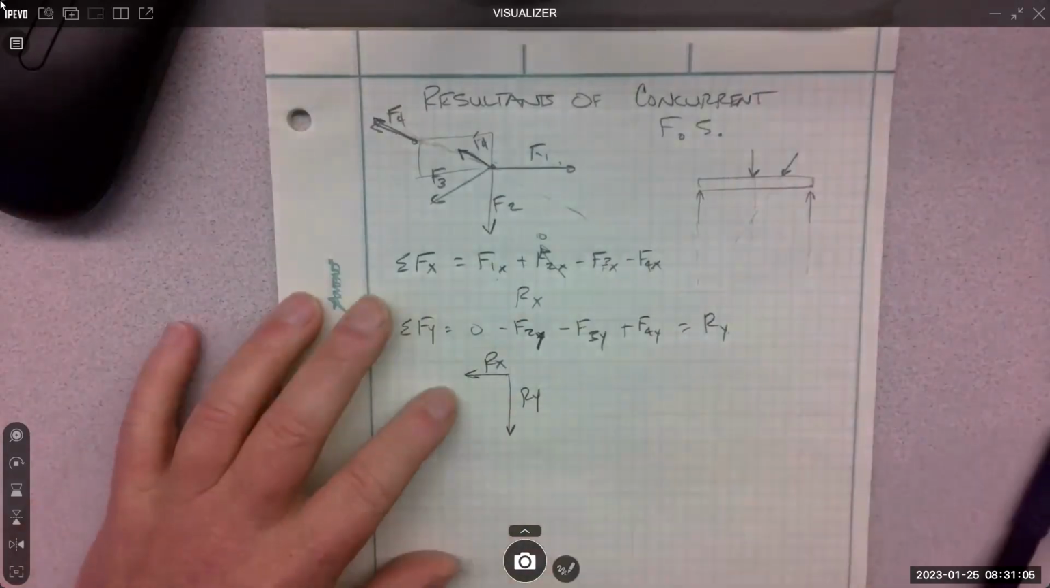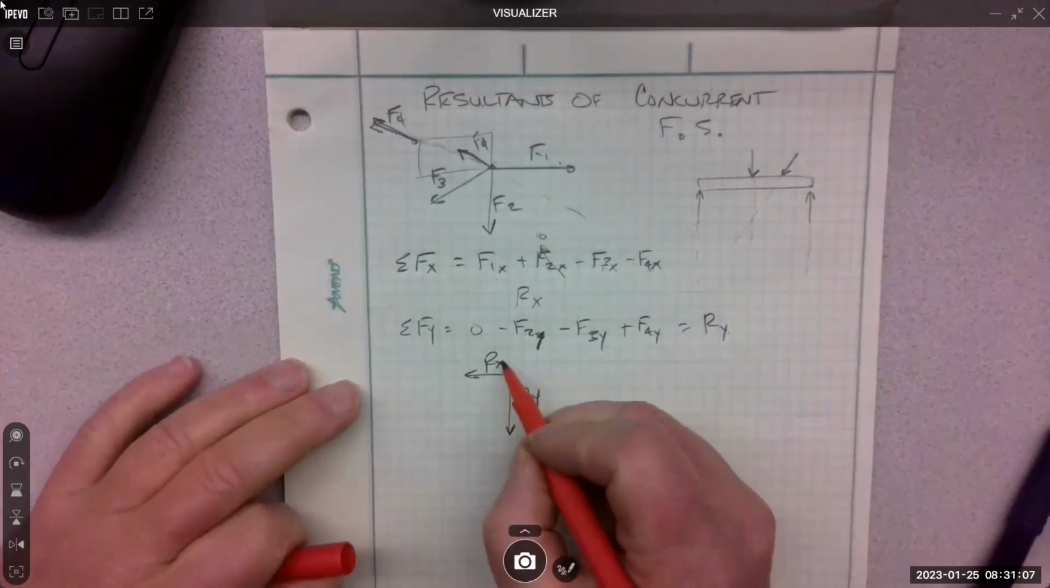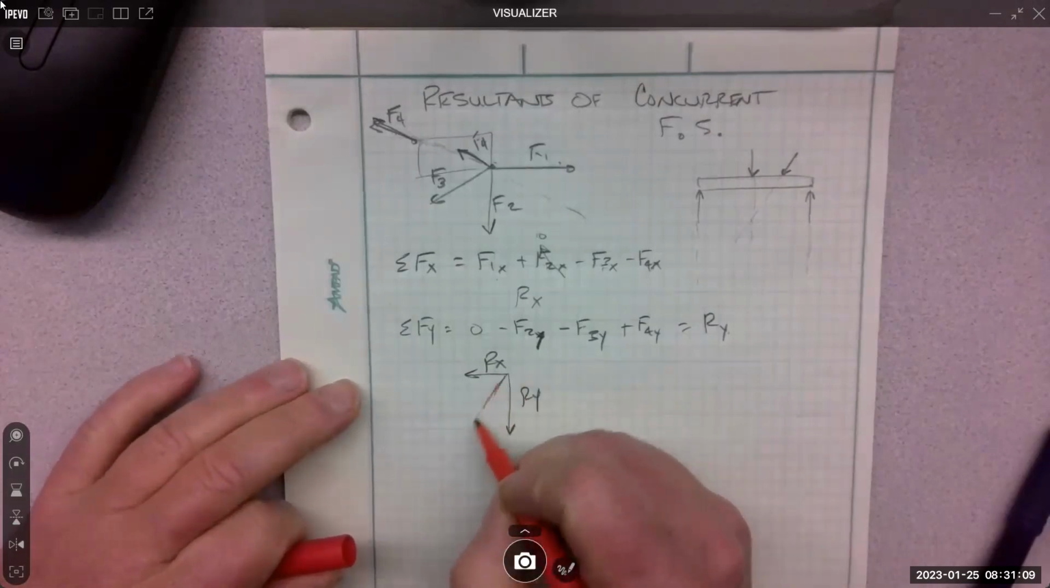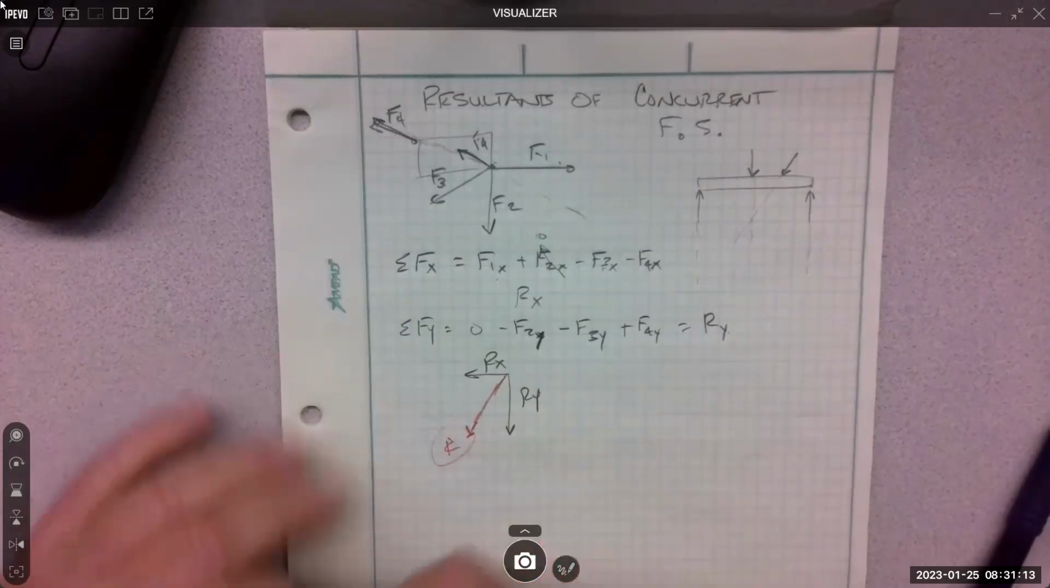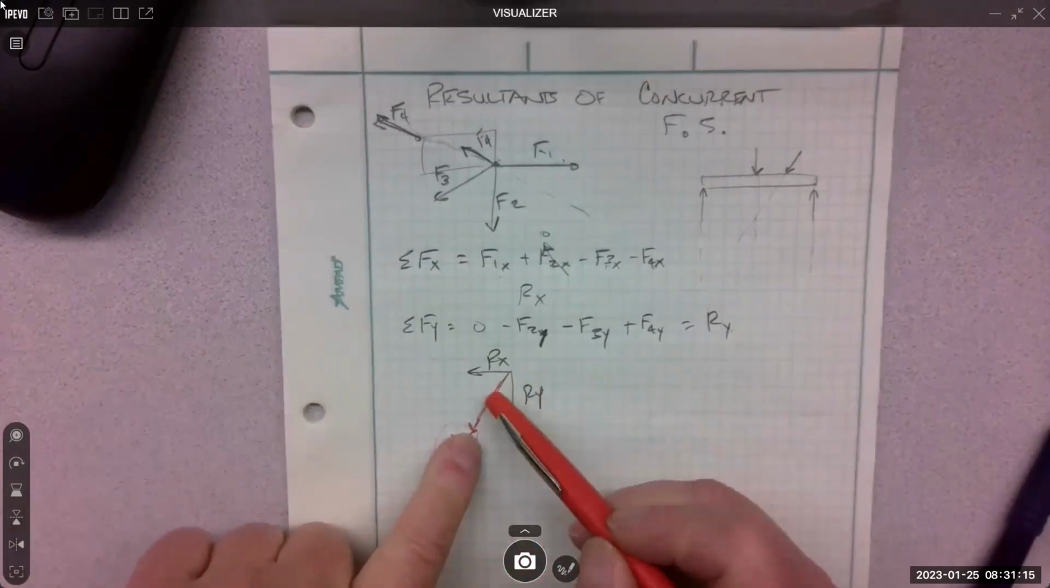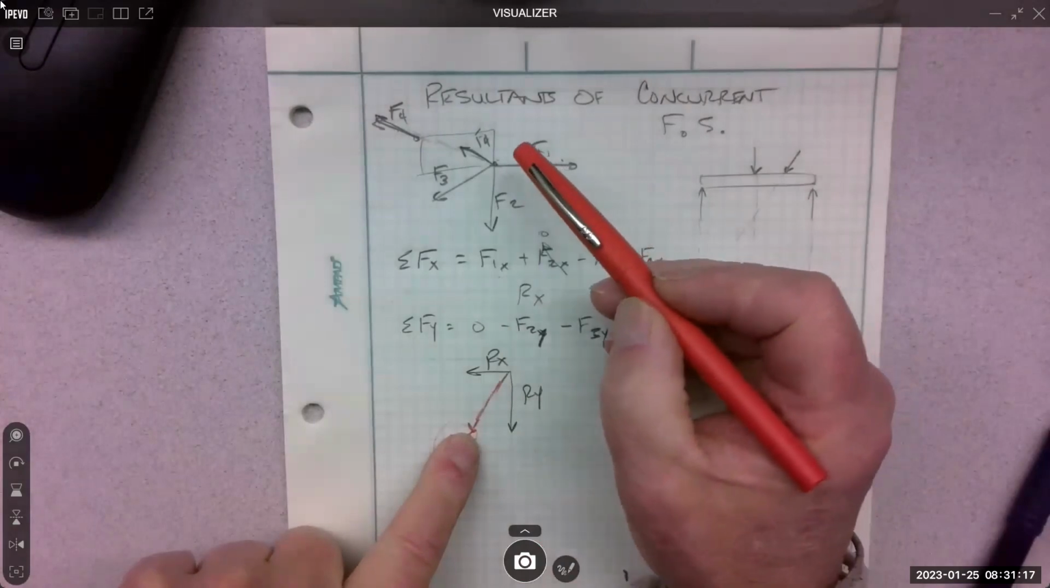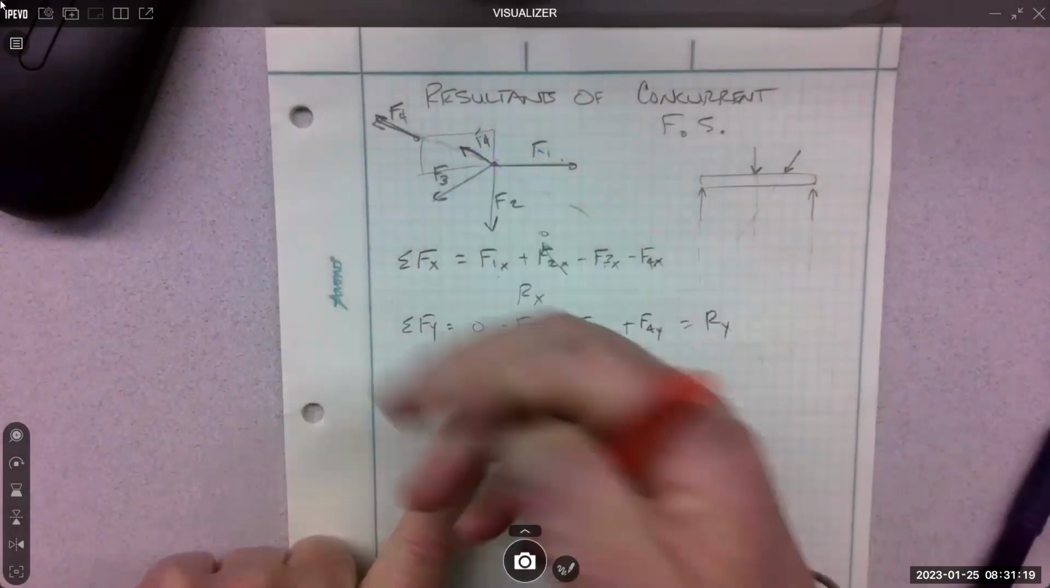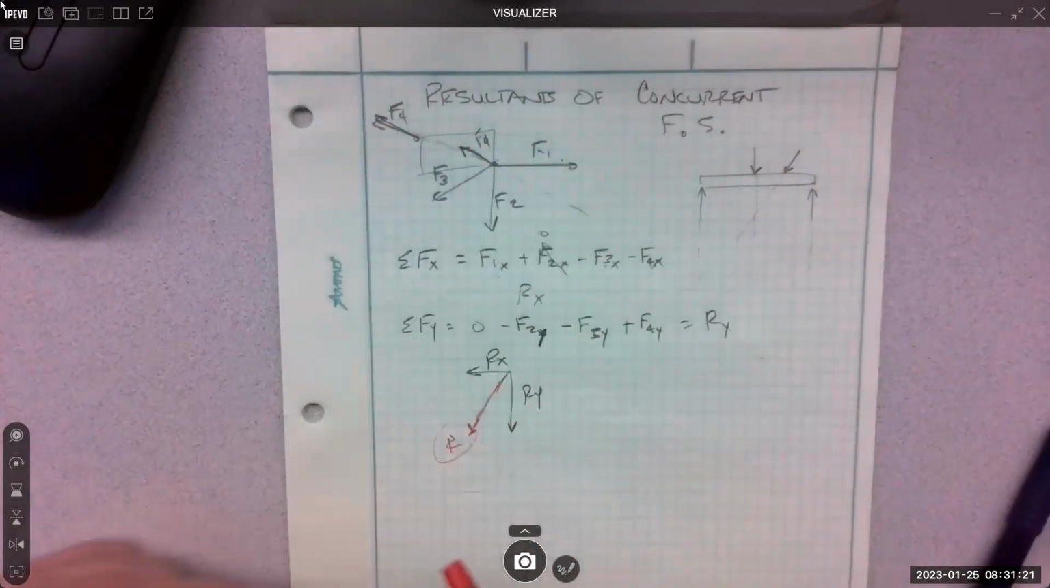Once I have this, then I can say, okay, that's a known. I can come up with R. That's the resultant, the single force that could replace all 4 of these forces. Take it out, put this one in. Now I can go to strength of materials and understand what's going on.